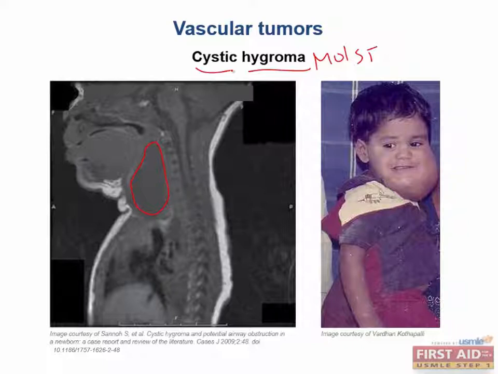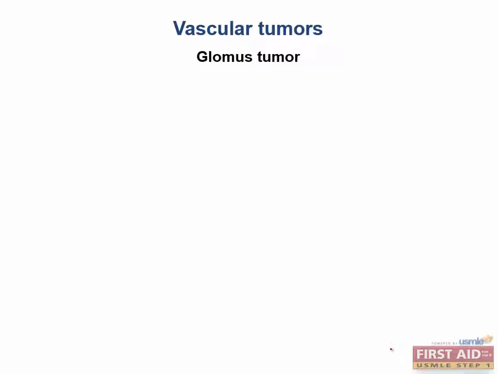We recently figured out that this is due to a malformation of the neck's lymphatic system. A malformation of the lymphatic system means that we cannot drain fluid appropriately. So what's it going to do? It's going to accumulate in the jugular lymphatic system. The classic, absolutely must never forget association of a cystic hygroma is with Turner syndrome. Never forget that. Another vascular tumor is a glomus tumor.